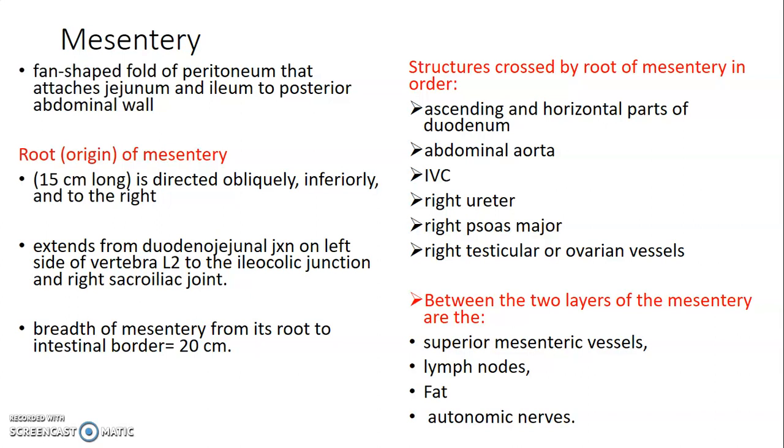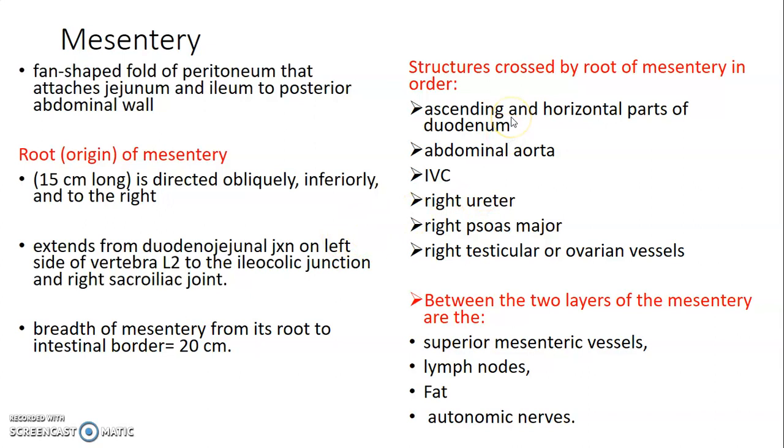This root of mesentery is 15 centimeters long. And what are the extents of the root of the mesentery? It's from the duodenojejunal junction on the left side of L2 to the ileocolic junction at the right sacroiliac joint. The breadth of the mesentery from its root to the intestinal border is actually 20 centimeters.